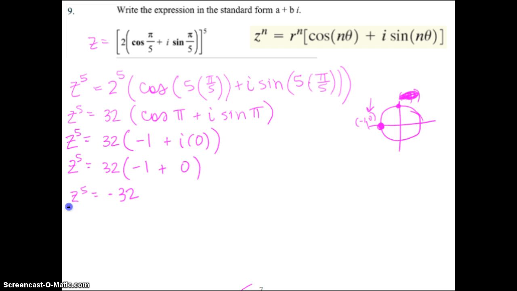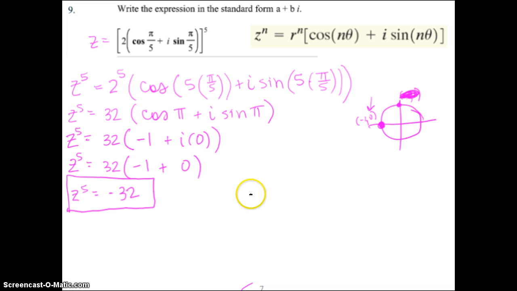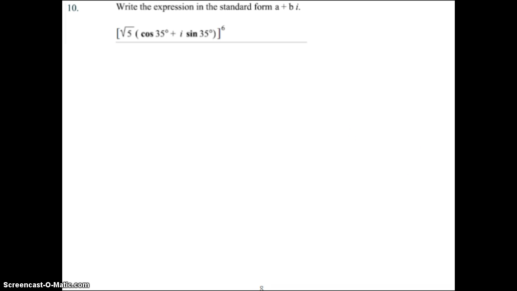And do you see that we had a complex number, a number that involved non-real values, raised to the fifth power, and in raising it to the fifth power, we reduced it down to a real number? z to the fifth is equal to negative 32, which is a real number. Okay, so now we're going to do one more problem. This problem actually involves degrees.